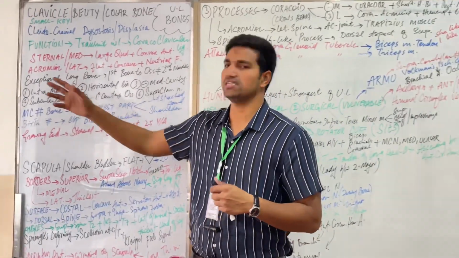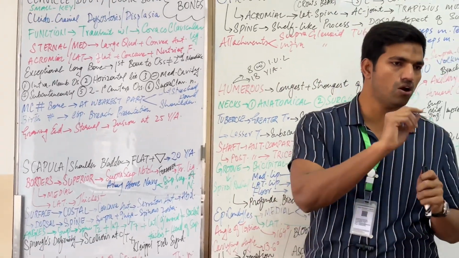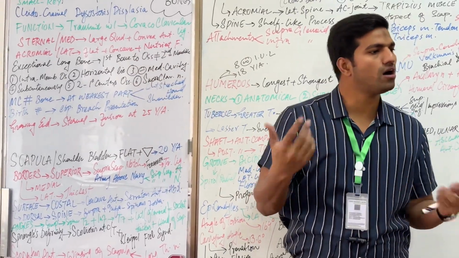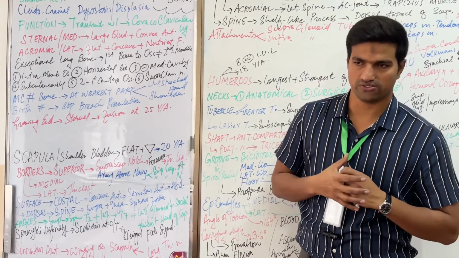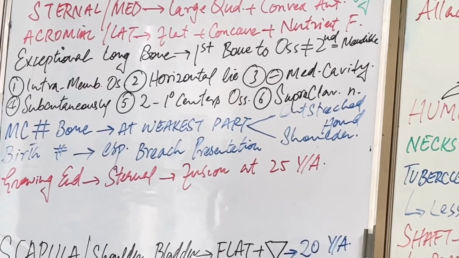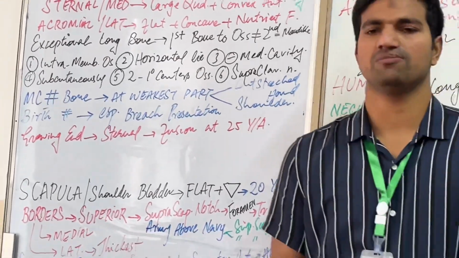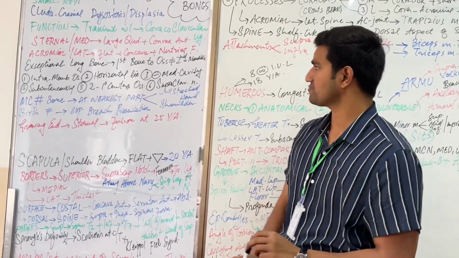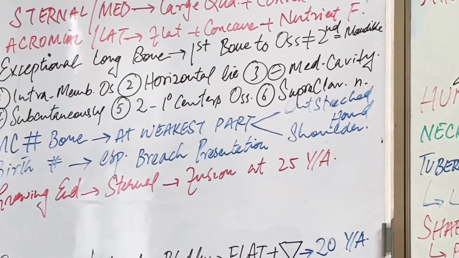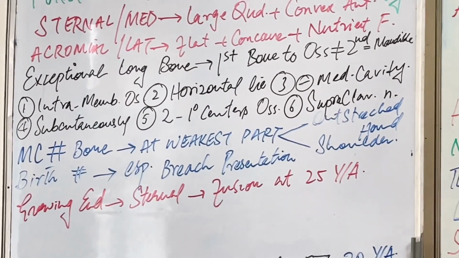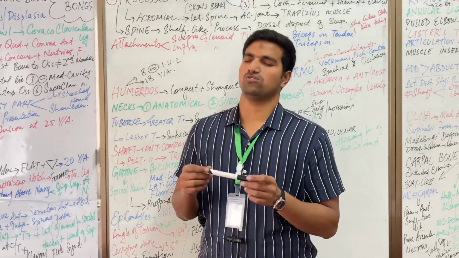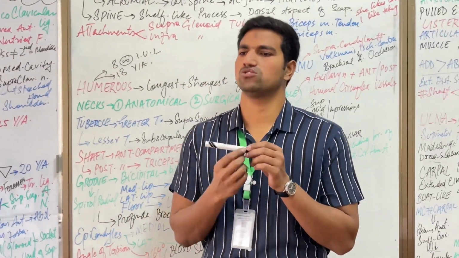Number one, intramembranous ossification. The clavicle is the only long bone which ossifies by intramembranous ossification, and the rest of all long bones ossify by endochondral ossification. Then the second one is the horizontal position. This is the only long bone present horizontally, and the rest of all long bones are present in the vertical position, or longitudinal axis, you can say long axis. Then this is the only long bone which doesn't have a medullary cavity. All the other long bones have medullary cavities inside.